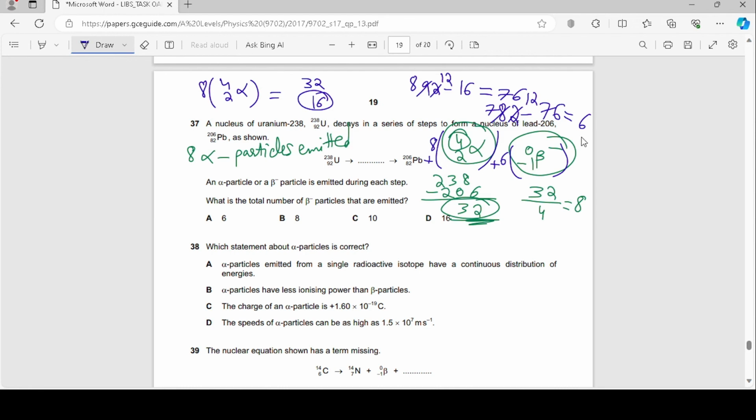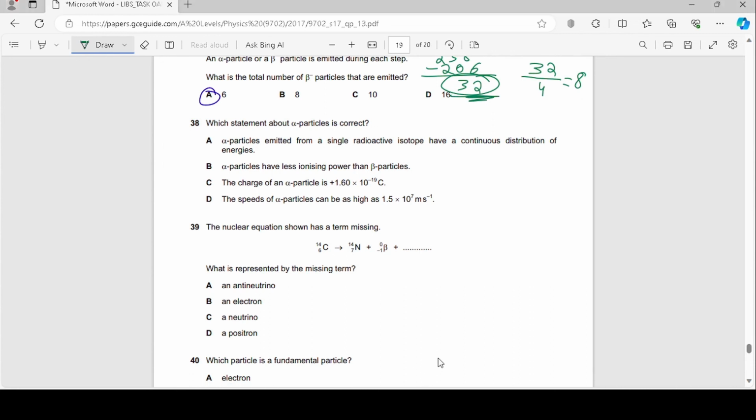Another check you could do here is, now I have this equation like this. You could say 206 plus 32 is going to be 238, and then 82 plus 16 minus 6 is going to be 92. Yeah, that's 92. That's a check you could do to see if your answer is correct, to check if both sides have balanced nucleon numbers and proton numbers. And therefore I got the answer as 6. So the total number of beta minus particles emitted is 6. Now let's go to the next question.